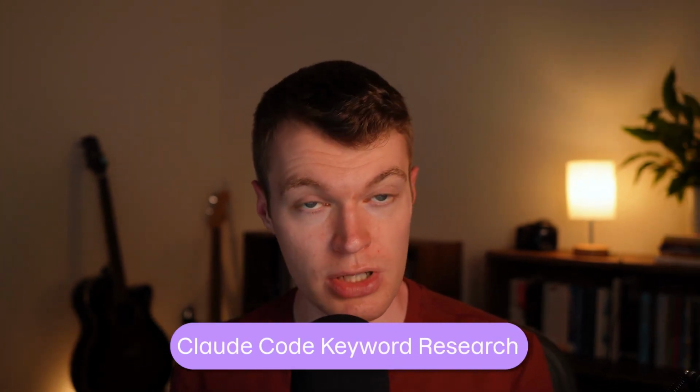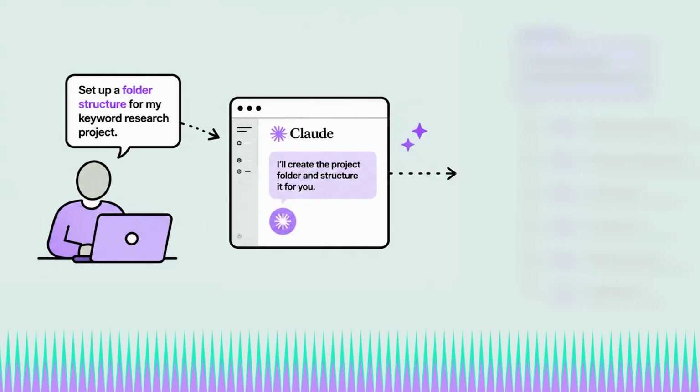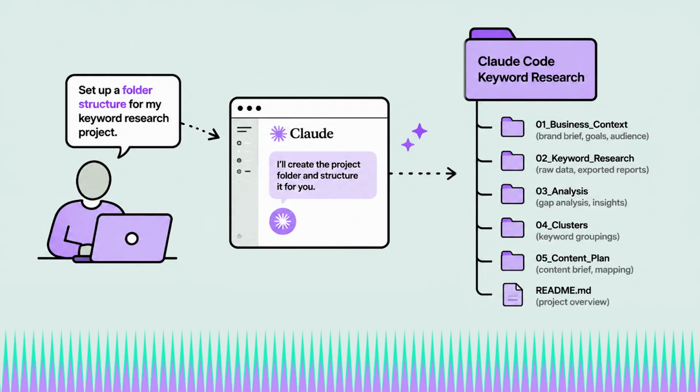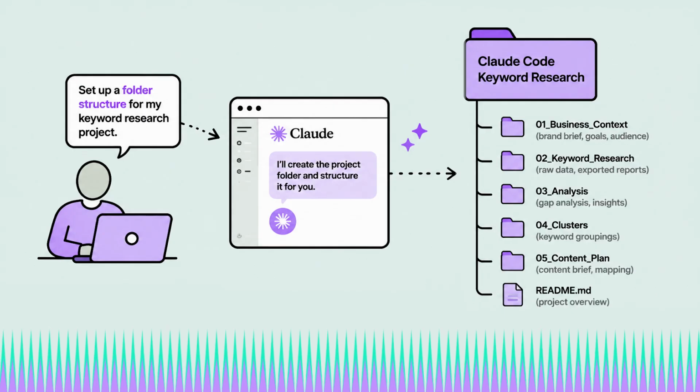So we want to set up a folder, which is a bit like a project if you've ever used Claude before. So what we're going to do is we're just going to tell Claude to set up the folder structure for us and where we want things to be saved. I'm just going to set up a new folder on my desktop. I'm going to call it Claude Code Keyword Research. You can call it the exact same thing, or you can call it whatever you want. This is going to be like our master project folder, and this is where everything will be stored, and this is what Claude will access to perform the tasks that we're going to get it to perform with the Semrush MCP.